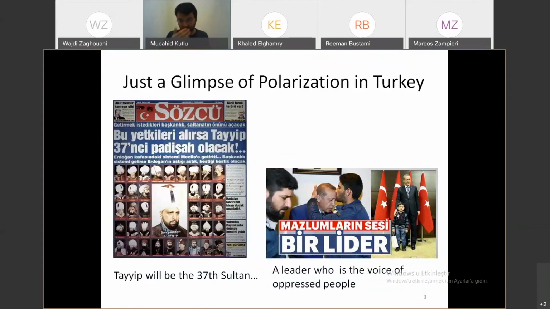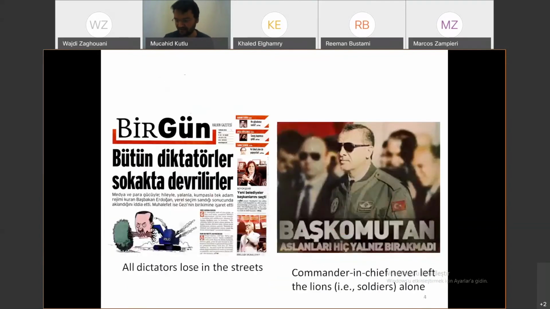So when you look at the mainstream media, for example, here you see two different media outlets. The one on the left says "Tayyip will be the 37th Sultan", criticizing him for his power. The other one says "a leader who is the voice of oppressed people". So there's a huge contrast between these two.